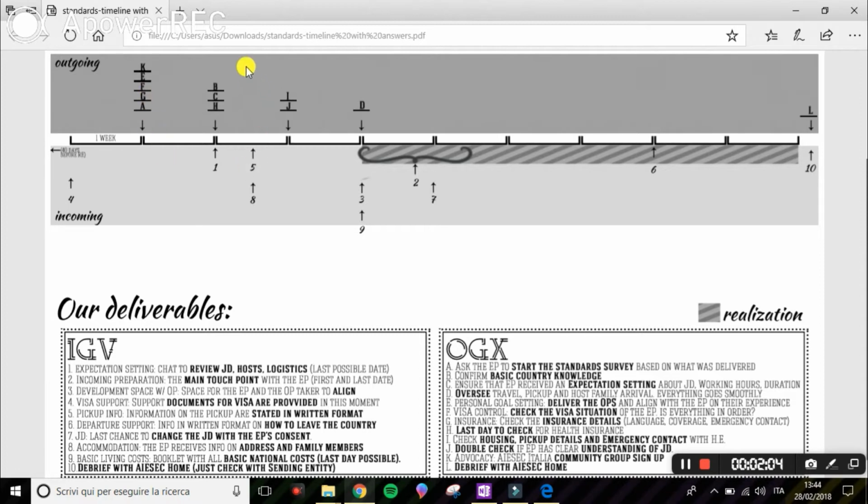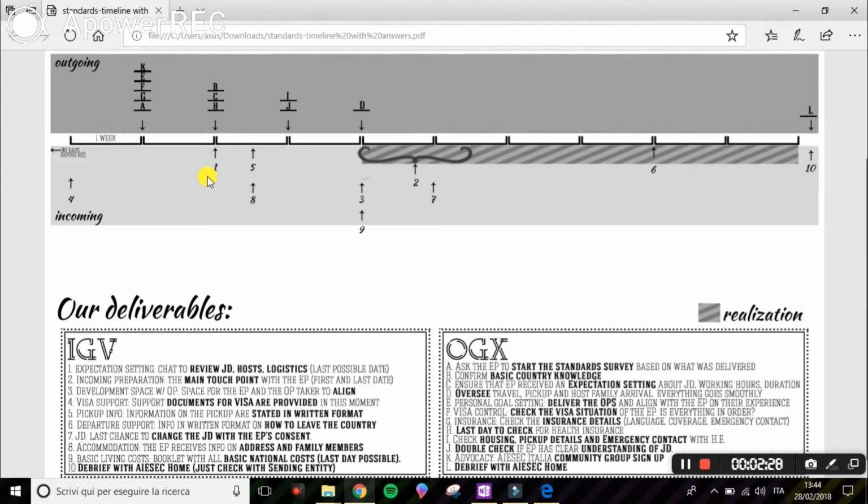Then 2 weeks before the realization starts, IGV has the chat, at least 2 weeks before, to review the JD, host, details about where I'm going to live, logistics, and then any doubt that the EP may have. Of course, this chat you can do way before, but at maximum 2 weeks before realization, you should have it done.